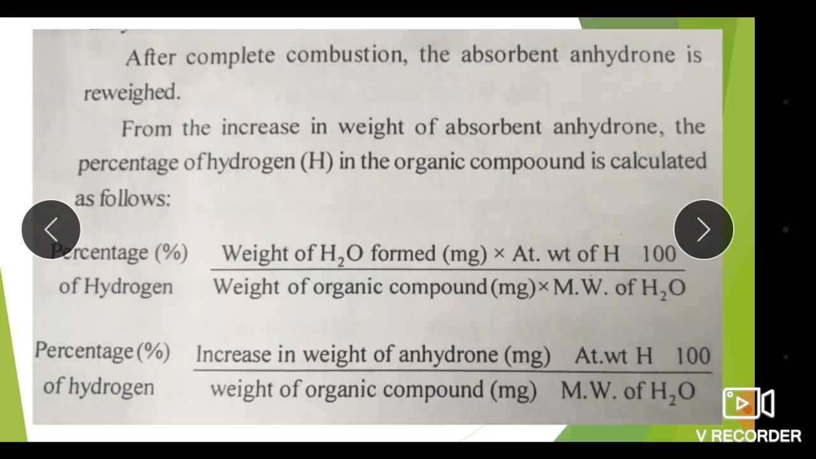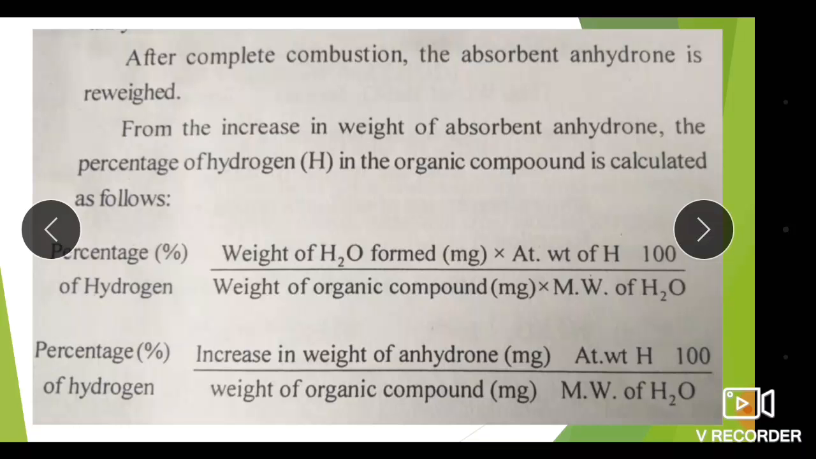Another way to represent this formula: percentage of hydrogen is equal to increase in weight of anhydrone in milligram, times atomic weight of hydrogen times 100, divided by weight of organic compound in milligram multiplied by molecular weight of H2O. In this way we can estimate the amount of hydrogen present in the given organic compound.